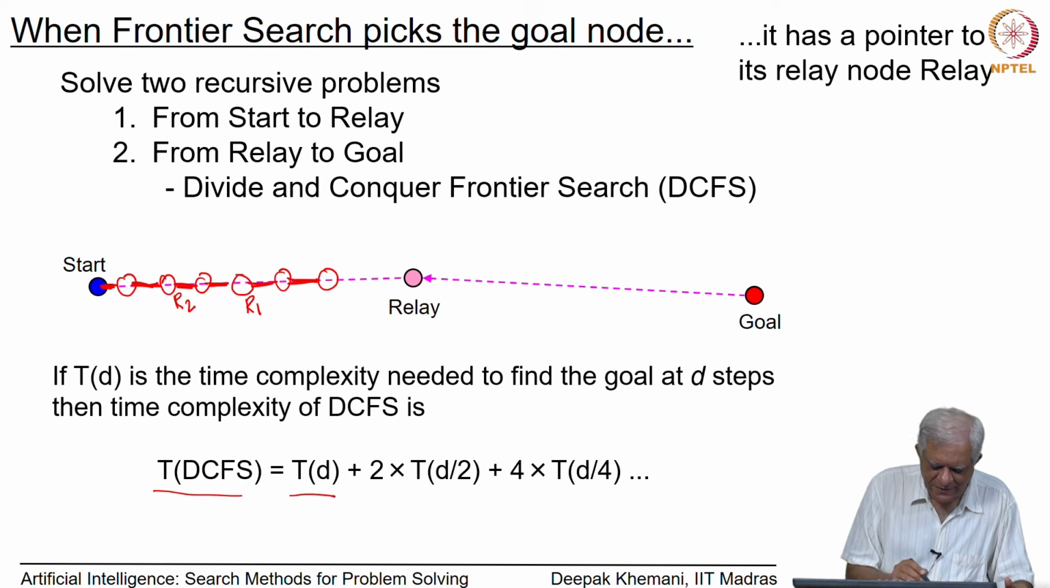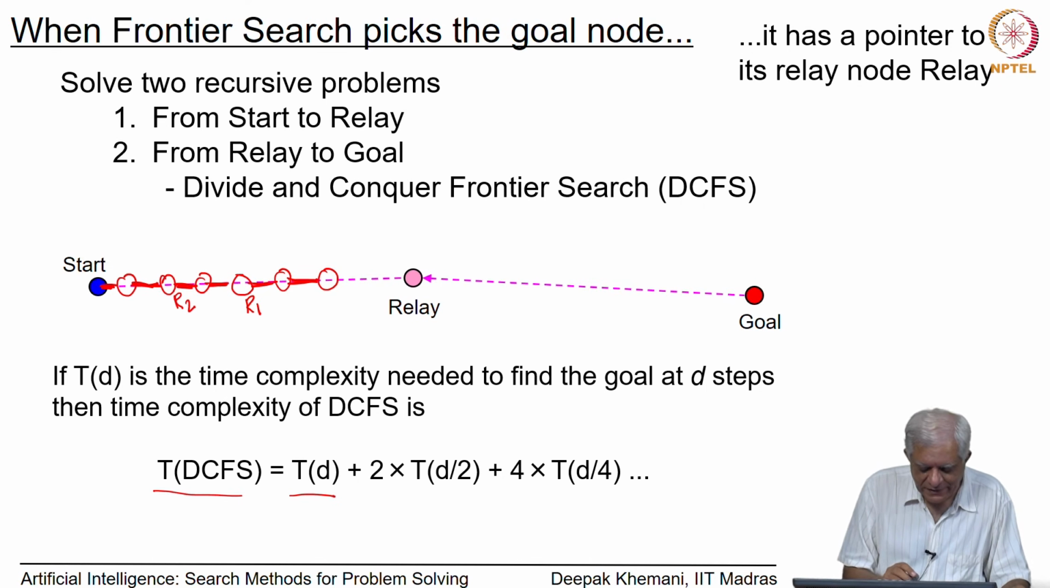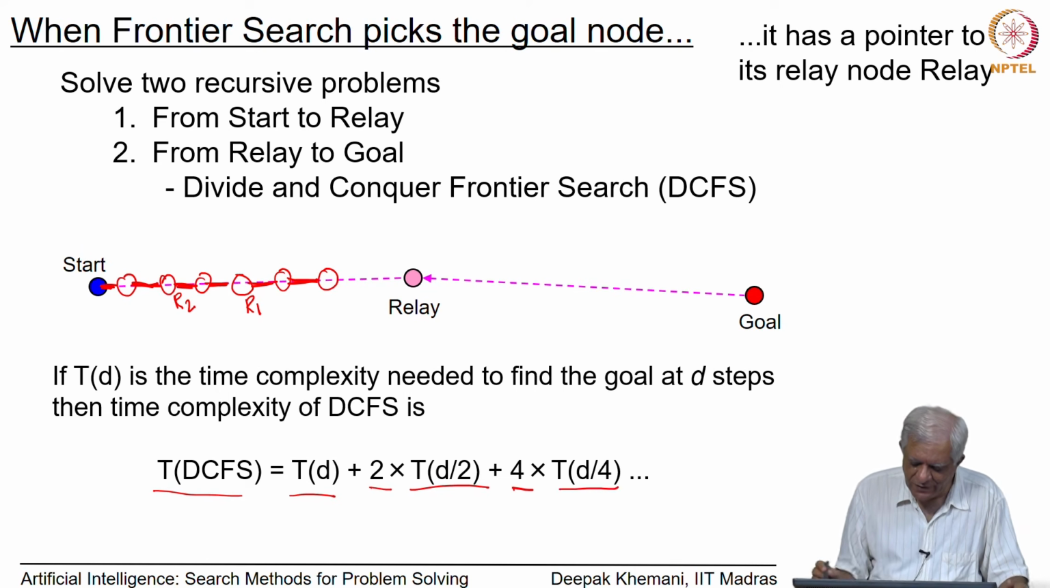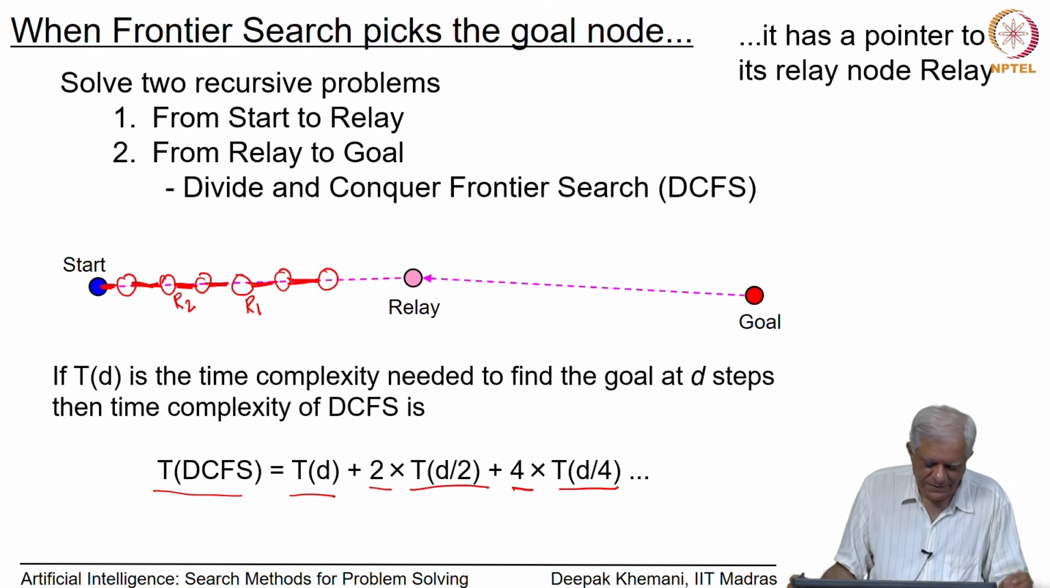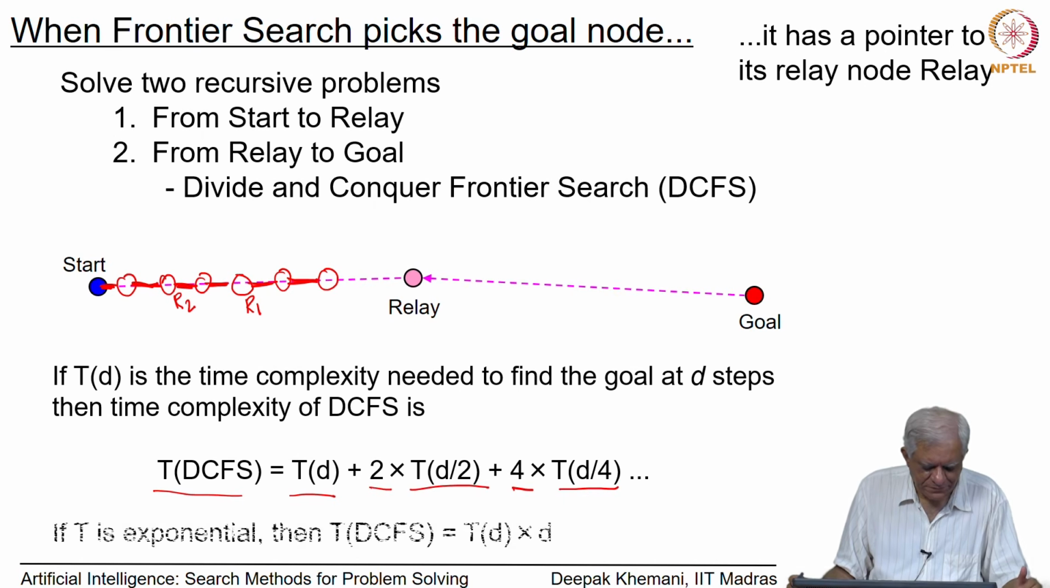this is the time spent for the first search when you found that you could reach the goal, and then you solve two recursive subproblems of size d by 2. So, that you have to add to that. For each of those two recursive problems, you solve 4 recursive problems of size d by 4. So, you have to add to that, and till the point where recursion stops and you reach the base case, you have to solve this equation to determine how much is the time.